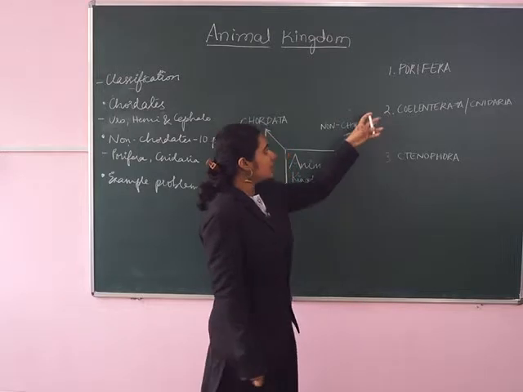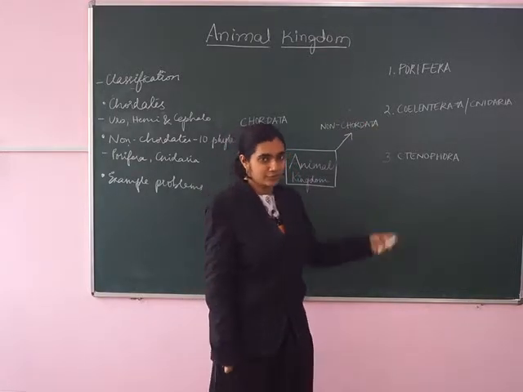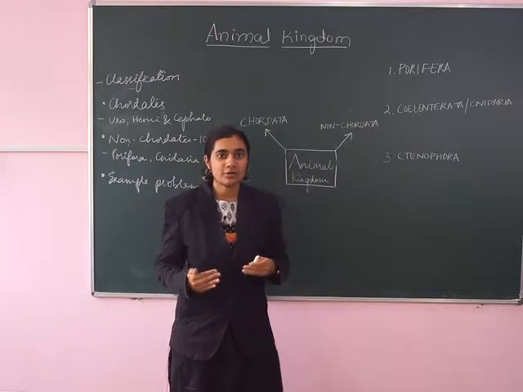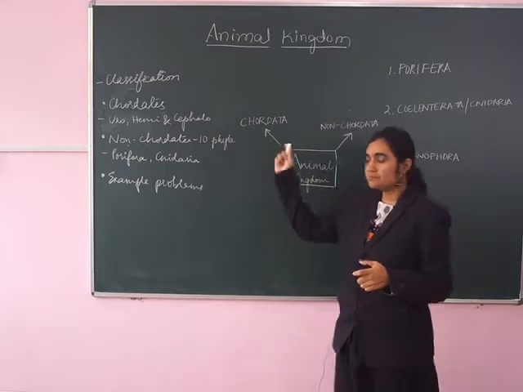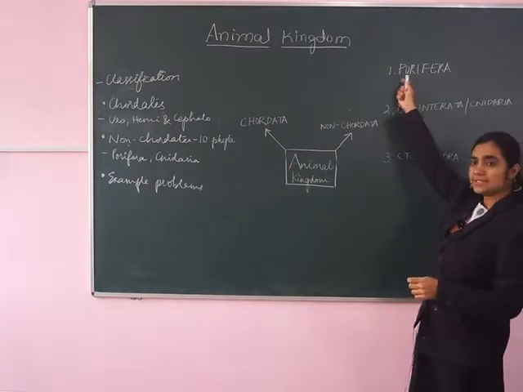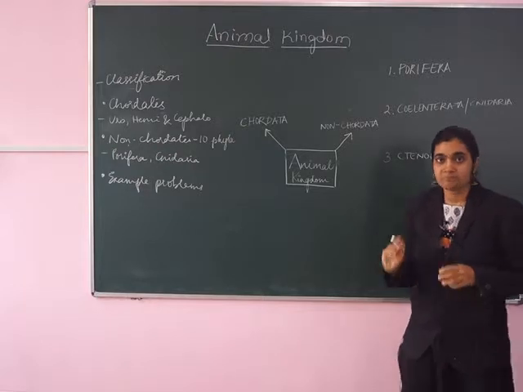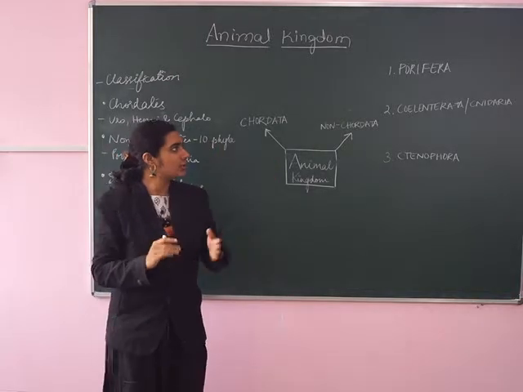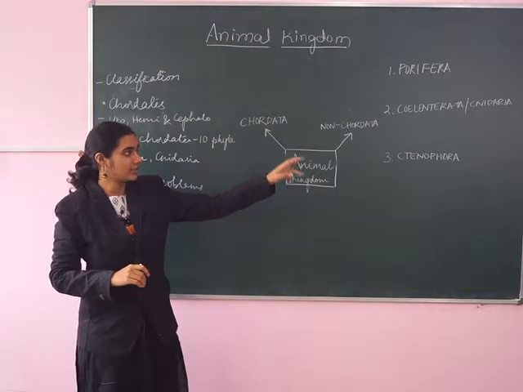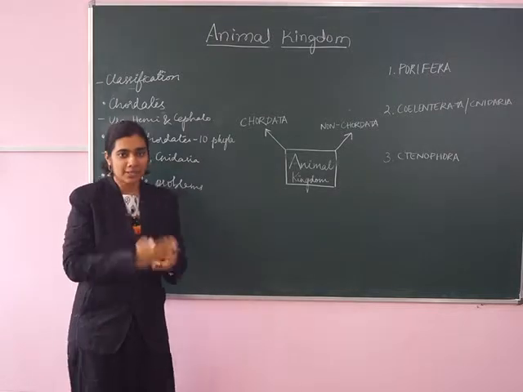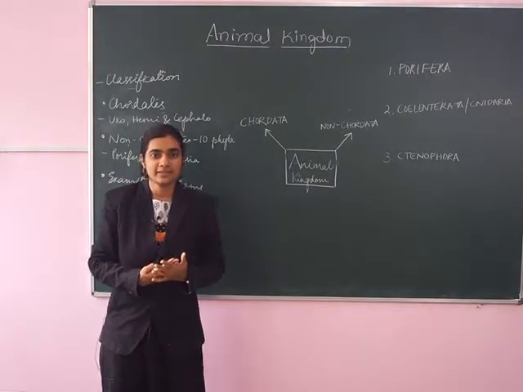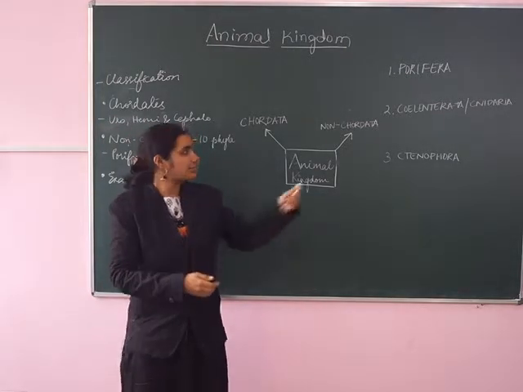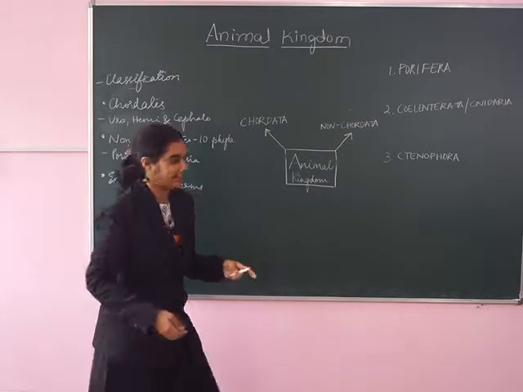Now, the non-chordates, as I've already mentioned, are divided into 10 phyla. Phylum 1 to phylum 10 are given in the order of evolution, meaning phylum 1 is the least evolved compared to phylum 10. The phyla included in the non-chordates are Porifera, Coelenterata or Cnidaria, Ctenophora, Platyhelminthes, Aschelminthes, Annelida, Arthropoda, Mollusca, Echinodermata and Hemichordata. Let's look at each of them in a little bit more detail.